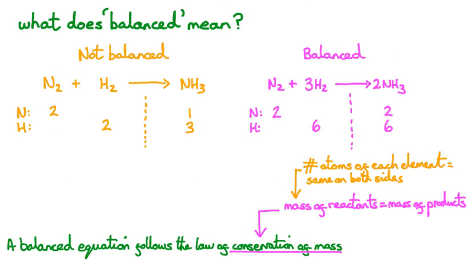In the balanced example, we can see that we've added coefficients in front of one of the reactants and the product. This means that we now have two nitrogen atoms on both sides and 6 hydrogen atoms on both sides. So this is why our second equation is balanced. So now that we understand what a balanced equation is and why it's important, let's have a look at how we go about balancing an equation.